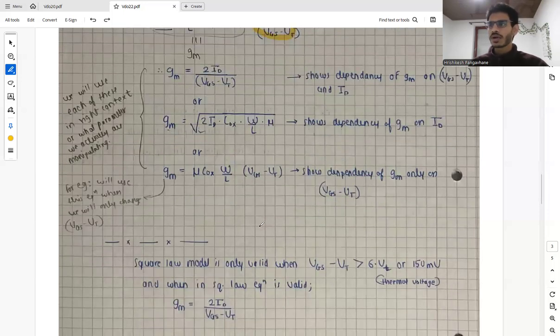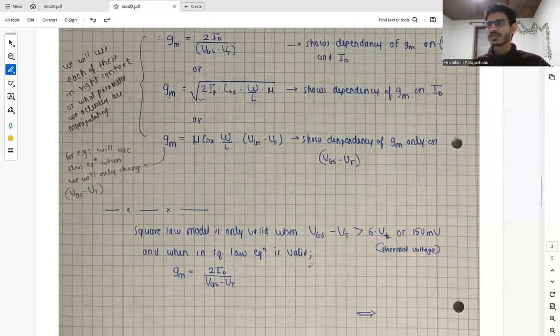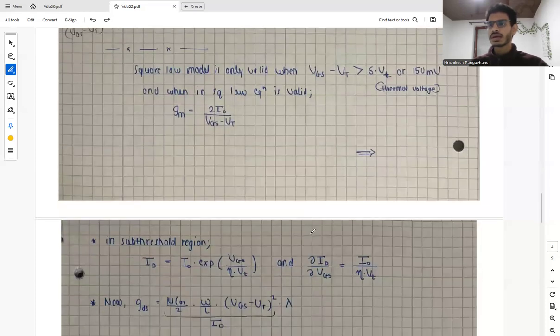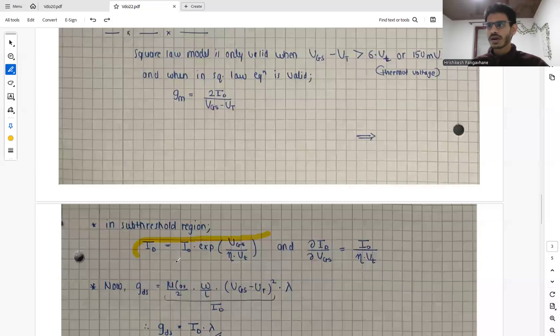Basically, the square law model is only valid when VGS minus VT is greater than 6 times VT, or 150 millivolts, where VT is the thermal voltage. So when the square law model equation is valid, our gm comes out to be this value, and in the subthreshold region, the equation of our ID changes, and thus the partial derivative with respect to VGS is nothing but ID by n times VT, where VT is the thermal voltage.